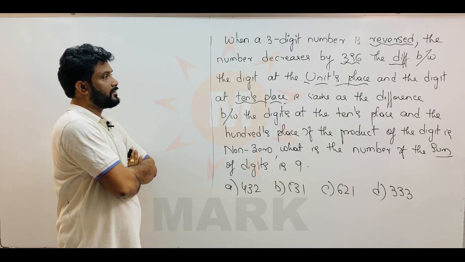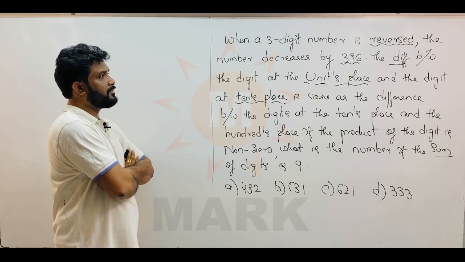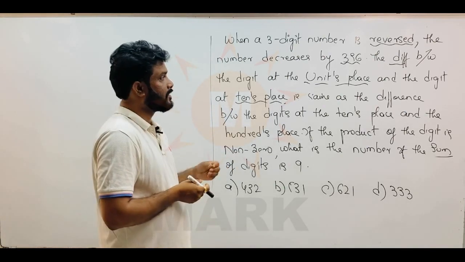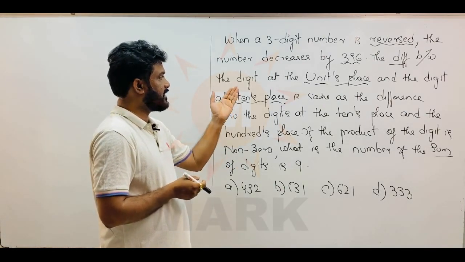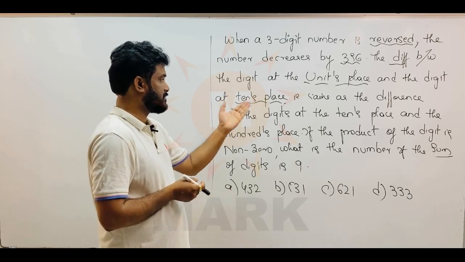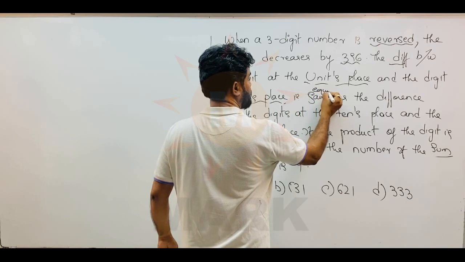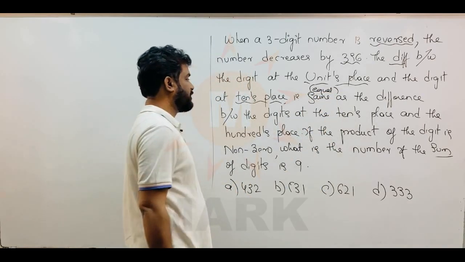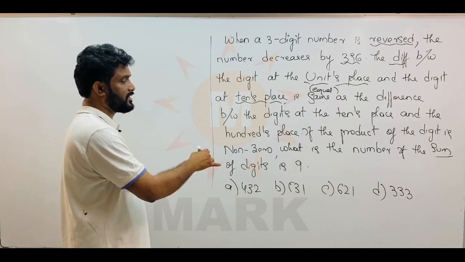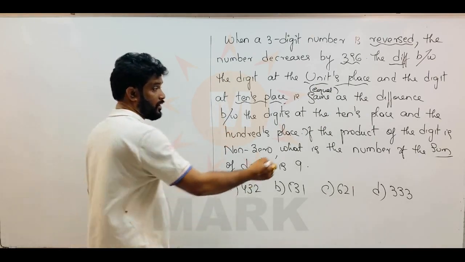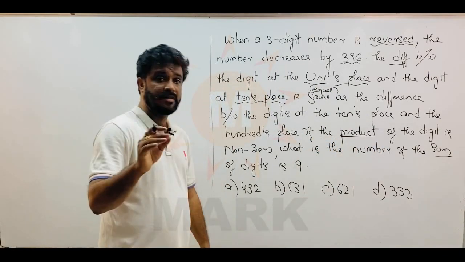Friends, here there is a question. When a 3-digit number is reversed, the number decreases by 396. The difference between the digit at the units place and the digit at the tens place is the same as the difference between the digits at the tens place and the hundreds place. And the product of the digits is non-zero, that means in the numbers there is no zero.